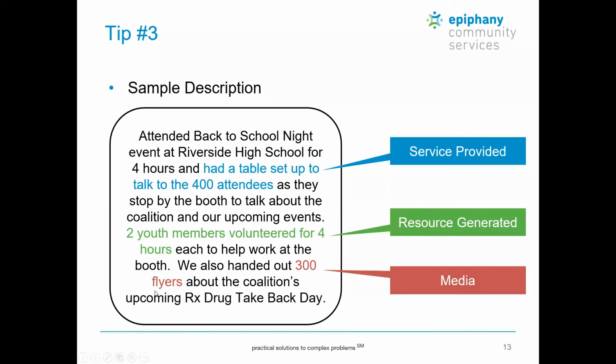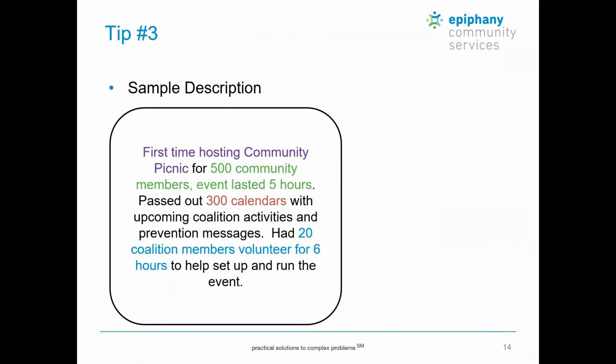We're just going to walk through a couple more sample descriptions just to make sure you guys get it. That way we walk through some descriptions that maybe you've even worked on. Our next sample description is, let's say that you guys are going to host a community picnic. Let's say 500 community members came and attended. This was the first time you guys hosted that event. It lasted 5 hours. And while you guys were there hosting this event, you guys passed out 300 calendars with upcoming coalition activities and prevention messages on it. And also for this event, we had 20 coalition members volunteer for 6 hours to help set up, run, and clean up after this event.